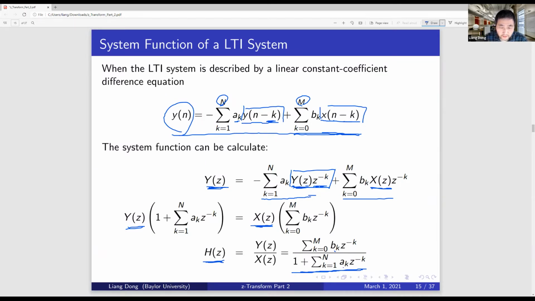Now, if you look at the last format, this is a Z transform in a fractional format. The numerator is a polynomial, and the denominator is a polynomial.